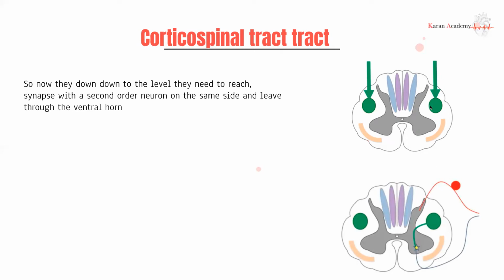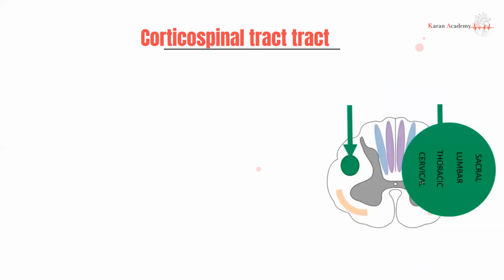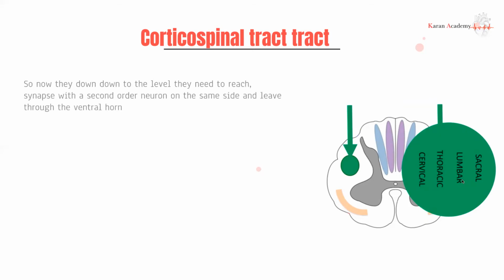So again, as you can imagine, the first fibers that are going to leave are going to be fibers of the upper limbs. And therefore, where would you expect cervical fibers to be? Would you expect cervical fibers to be here or here? Same question with the lumbar fibers, which exit last. Where would they be, here or here? And I hope you'd be thinking, well, the first fibers to exit this way should be the cervical, then the thoracic, then the lumbar, then the sacral. And that's the arrangement.